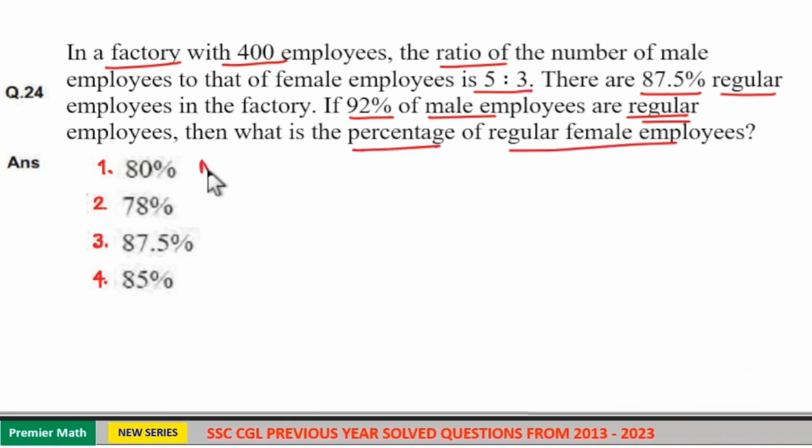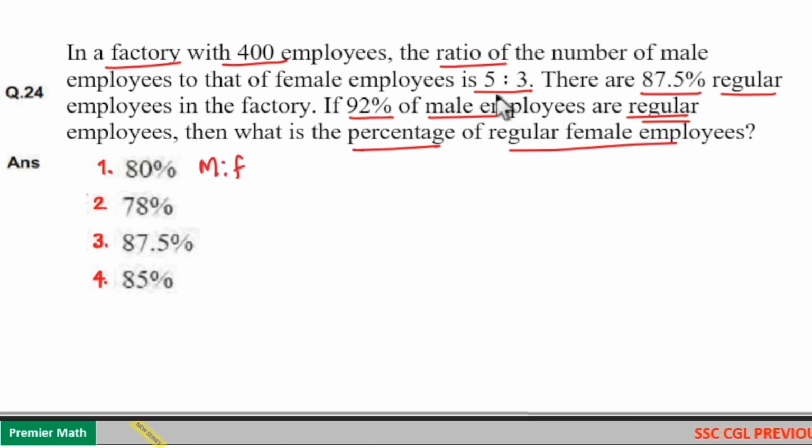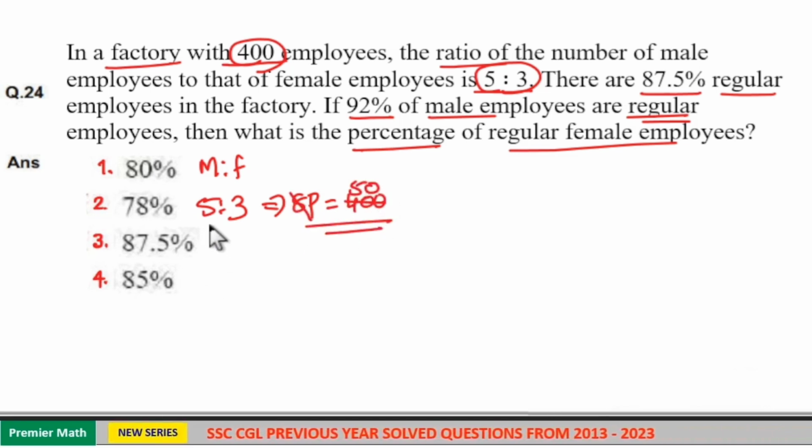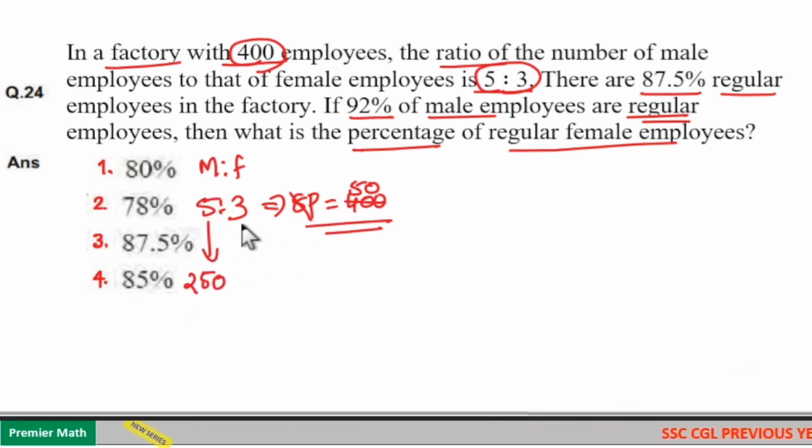Here, the men and women ratio is 5:3 and the total number of employees is 400. So 5 plus 3, 8 parts is equal to 400, which means 1 part is equal to 50. If 1 part is 50, 5 parts is the total number of men, which is 5 into 50, 250. And 3 parts is the total number of women, which is 3 into 50, 150. So total 250 men and 150 women are in the factory.